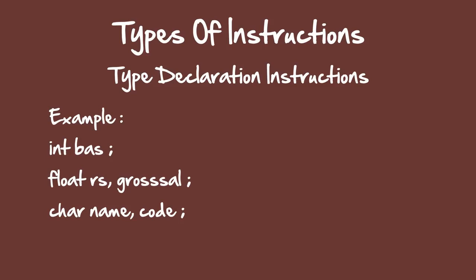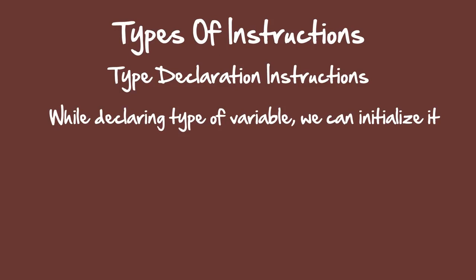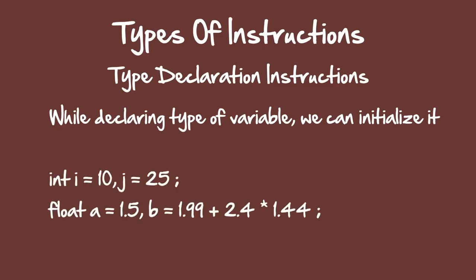Now there are several subtle variations of the type declaration instruction, and these are discussed below. While declaring the type of a variable, we can also initialize it as shown. Integer i is equal to 10 and j is equal to 25. Float a is equal to 1.5, b is equal to 1.99 plus 2.4 into 1.44.